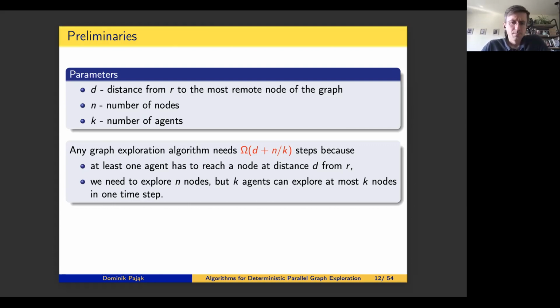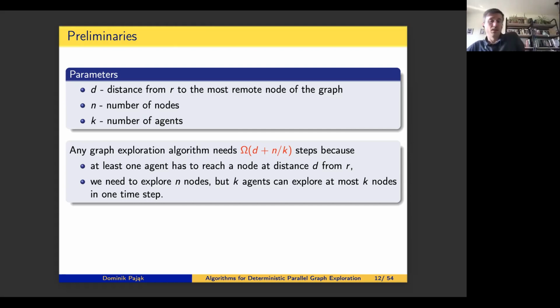This is because at least one agent has to go from the source node to this furthest node of the graph, and this takes time d. You cannot jump any quicker. You cannot teleport to that node. Somebody has to travel to that furthest node, and every traversal of an edge takes one step. So you need time d.